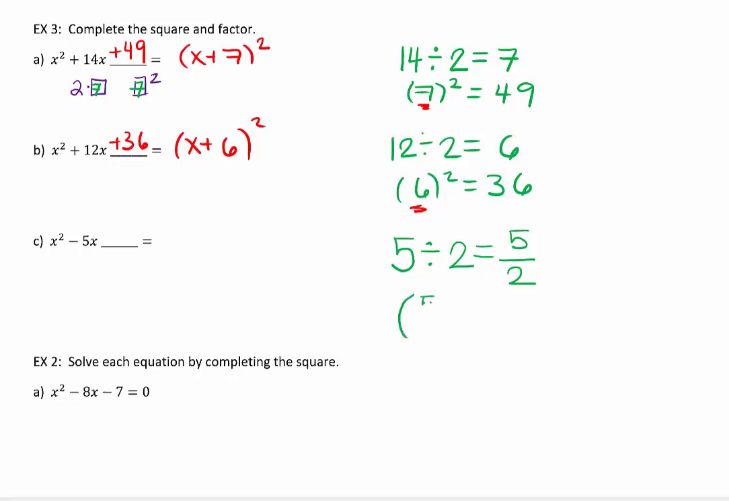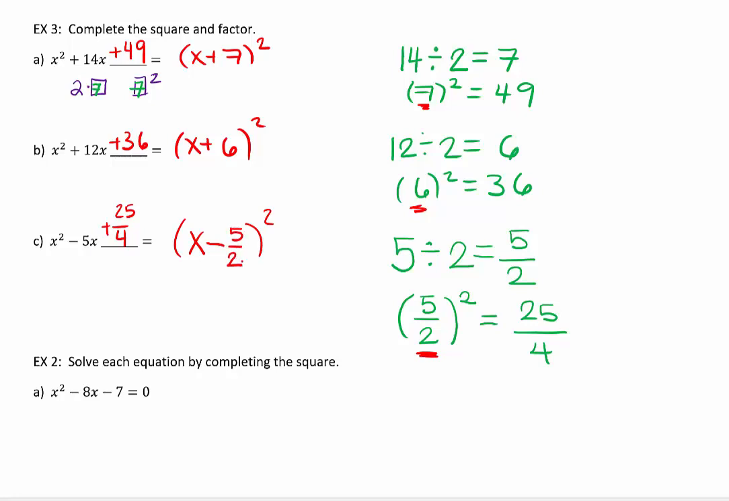So I take the number in front of the x, I divide it by 2, and then I square it. 5 squared is 25, 2 squared is 4. So to complete the square, I am going to add 25 fourths. This can then be factored as something squared. It's going to be x, and this is where I'm going to use the negative. You just keep the sign. If it's a minus, you make it a minus. And it's always whatever you squared. So it should be x minus 5 halves squared.